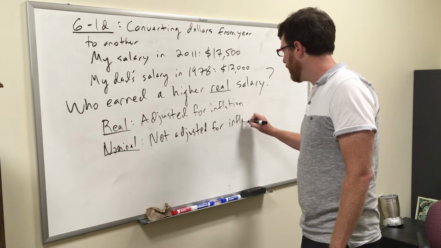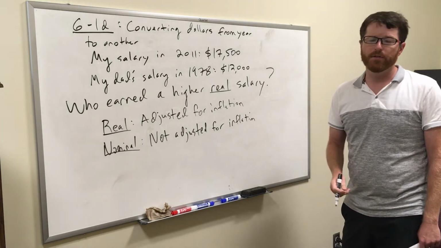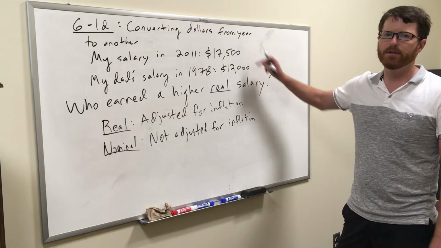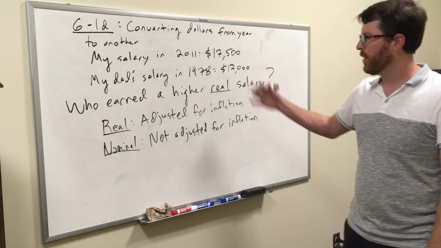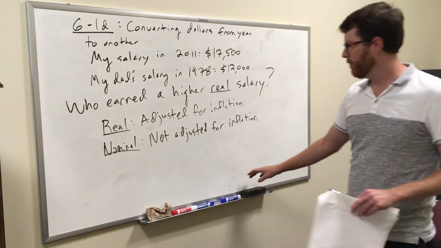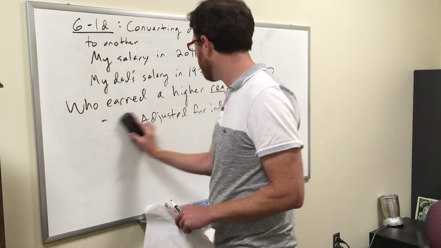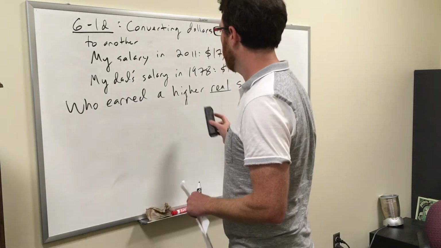So if I just say I was earning $17,500 in 2011, that's nominal. It's not adjusted for inflation. If we wanted to adjust for inflation, then we could compare these two values. Okay? So that's real and nominal, a couple of important terms there. All right, so who earned a higher real salary?